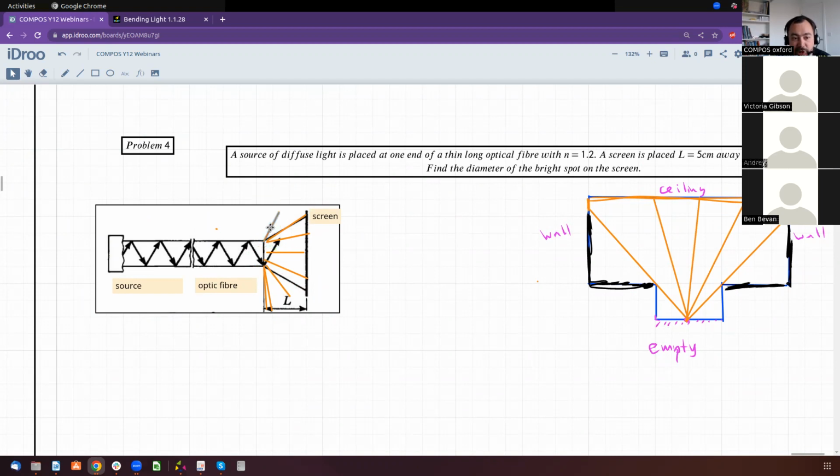So what is the limitation? Why is there a limited spot? What is limiting the spot?